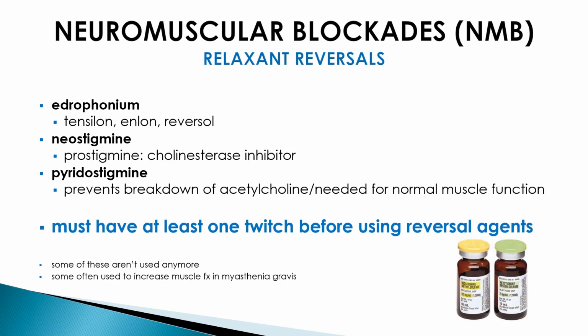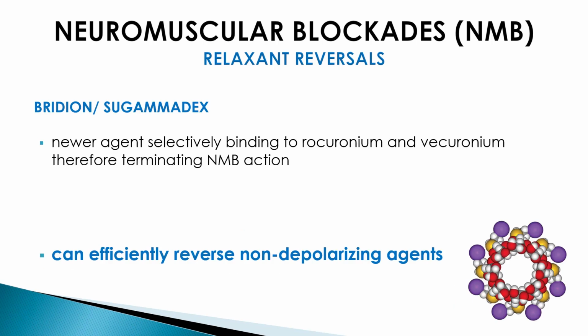Now there are reversals out there, and these are just 3 names of different types of reversals. However, you have to have one twitch before we can use a reversal agent. So the neuromuscular blockade has to be partially wearing off before these agents will work. What's interesting is some of these are used to increase muscle function in patients with myasthenia gravis. I thought that was interesting.